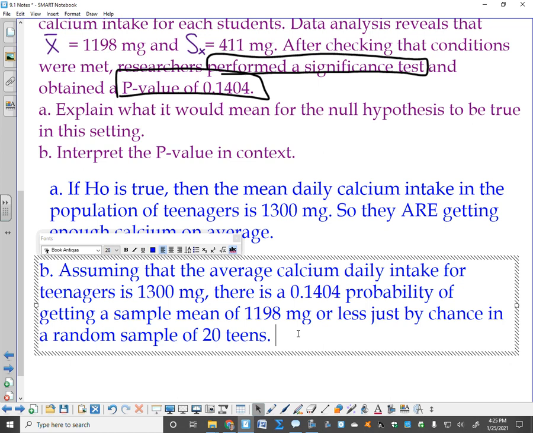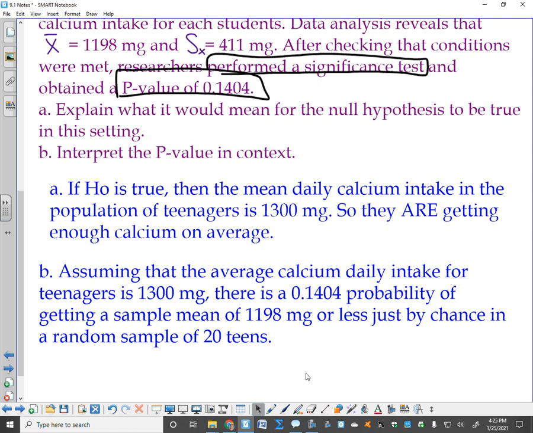Assuming that the average daily calcium intake for teenagers is 1,300 milligrams, assuming H sub O is true, there is a, whatever your p-value is, probability of getting a sample mean or proportion of whatever your sample mean or proportion was, or less, or more than, or as extreme or more, depending on what your H sub A is, just by chance in a random sample of the same size. Okay, practice, practice, practice.